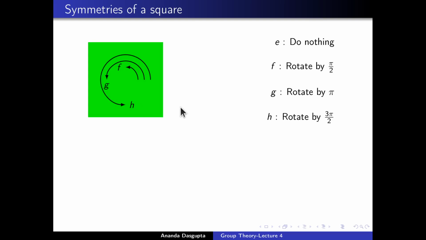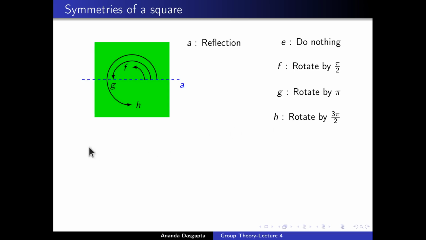then H, which is rotation by 3 pi by 2, and of course the next rotation will be rotation by 4 pi by 2, which is 2 pi, which is same as identity or doing nothing. So E, F, G, H, 4 rotations. By the way, just to help you recapitulate some of the things we had done earlier, just these 4 would have made a cyclic group of 4 elements.